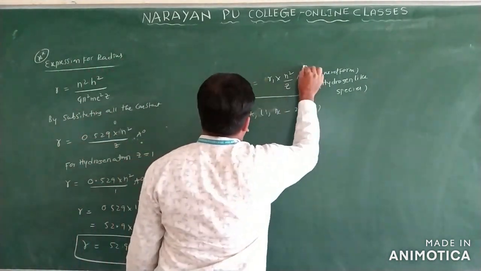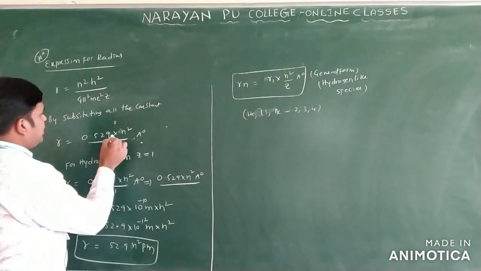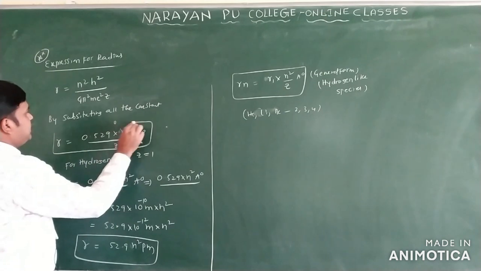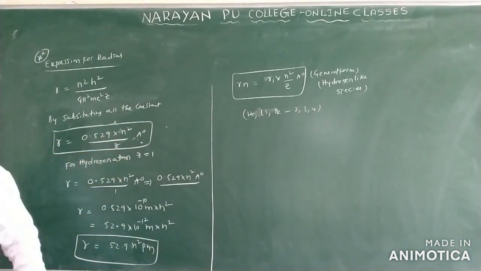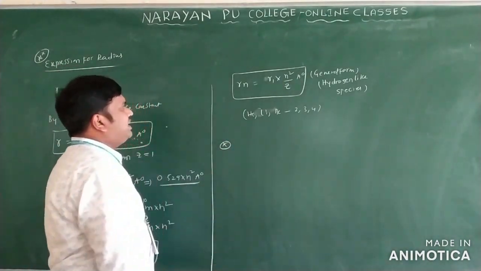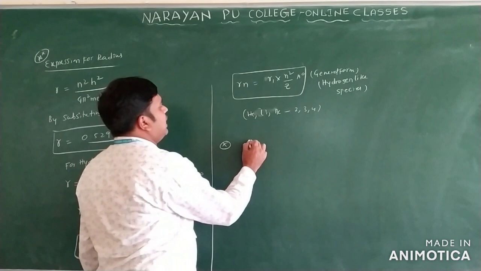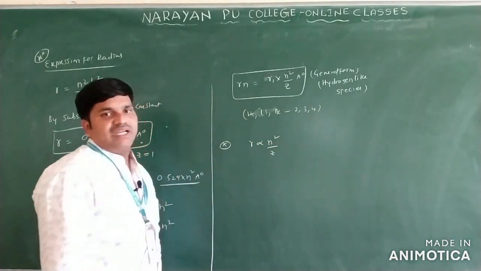So these are very important formulas we have. We can use any of the formulas. We can use 0.529 into n square by Z angstrom units, or you can write 0.529 n square in the form of picometers also. Now generally you can see the radius here is directly proportional to n square by Z only.